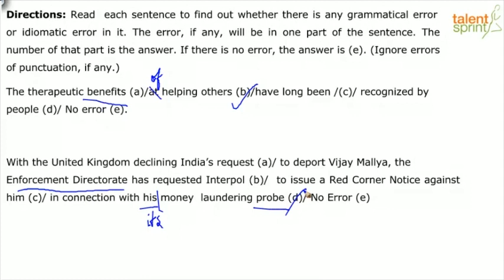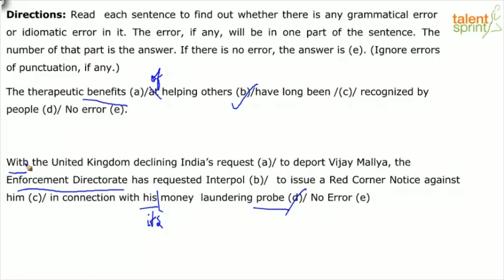Now, Rajesh, why I can't use while in part A is because while talks about two actions happening simultaneously. And if I use while, I have to change the construction of the sentence completely. So if I use while, I'll say, while the United Kingdom declined India's request to deport Vijay Mallya, the Enforcement Directorate requested. I have to also make changes to the tense. I can't have has requested, which is a present perfect tense, because in the first part, I'm saying declined. While this happened, right? Simultaneous actions happening. That's when I can use while.